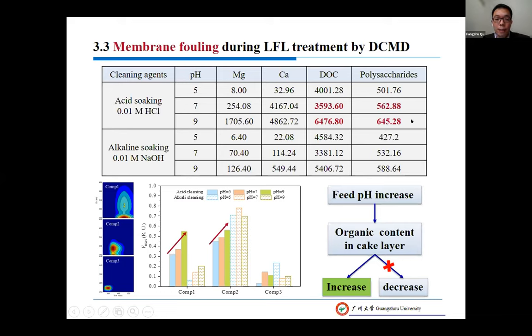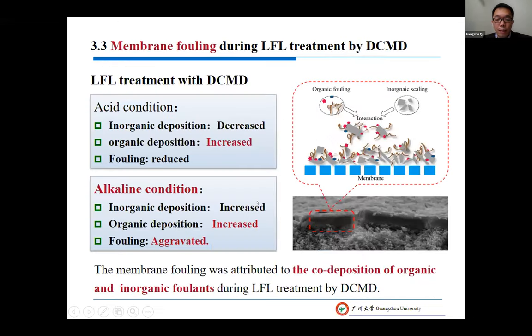The second point is that when the pH increases from 7 to 9, the organics in the cleaning waste increased rather than decreased. From this result, it can be found that organic deposition was enhanced at a low pH condition due to reduced electrostatic repulsion. However, the organic deposition was also enhanced at the alkaline condition due to the cohesion of the organics and inorganic foulants. This is something we find is new.